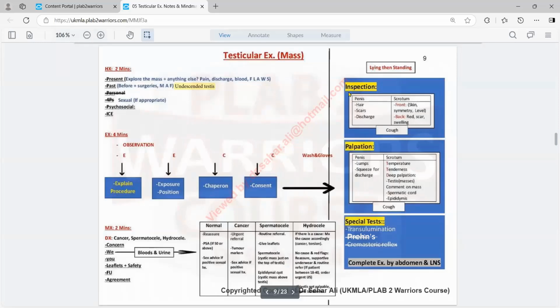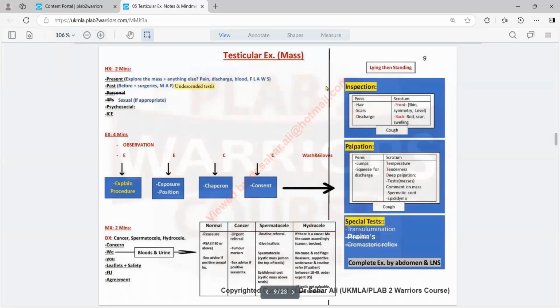Then you examine. In any testicular mass or any testicular examination or private area examination, you inspect, you palpate, then you do special tests. And after that, you complete your examination by abdominal examination and lymph nodes. All right? So inspection, palpation, special tests, and completion of your examination by abdominal examination and lymph nodes. You verbalize that. I will complete my examination by abdominal examination and checking the glands in the lower part of your body. All right? As I mentioned, you will examine lying first and then standing.